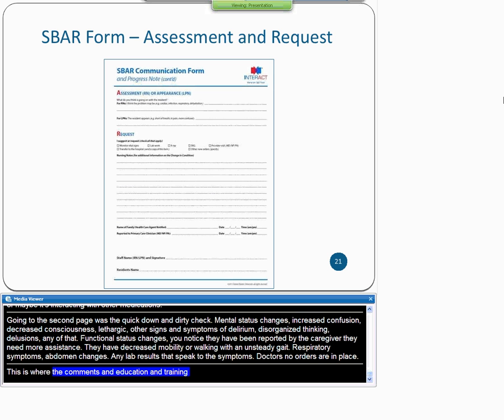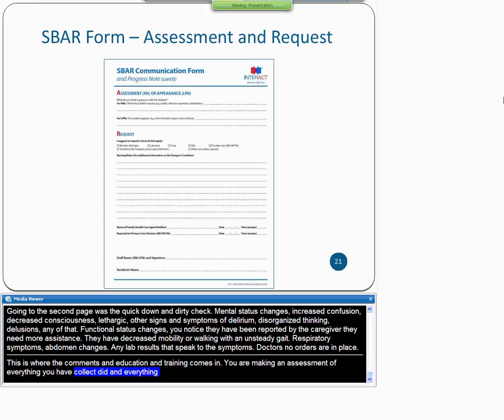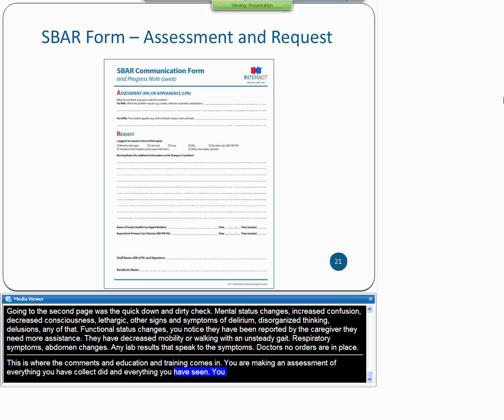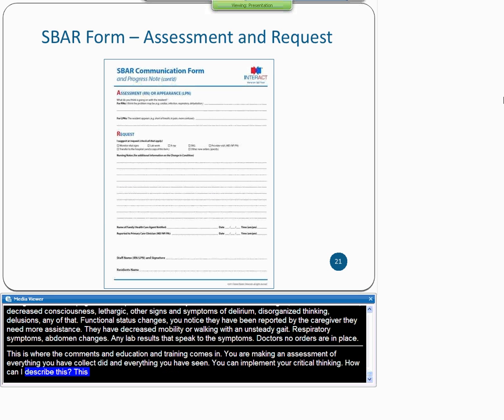You're implementing your critical thinking. What does this mean? What am I looking at here? How can I describe this? And this is when you put it all together and report to the provider. And the LPN, their standard of practice allows them to say how the resident appears. They can evaluate. They can give you information about what is apparent to them.